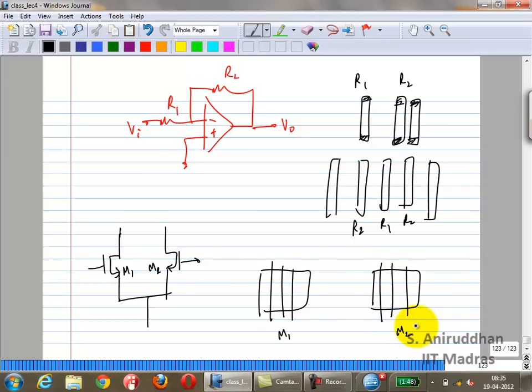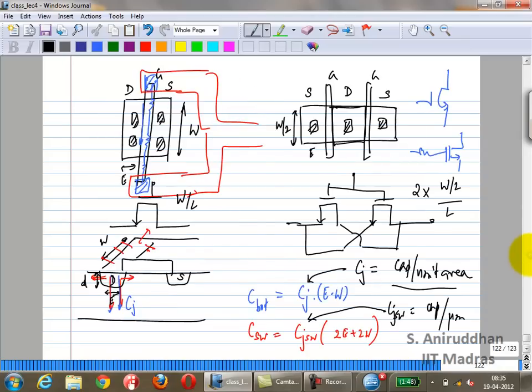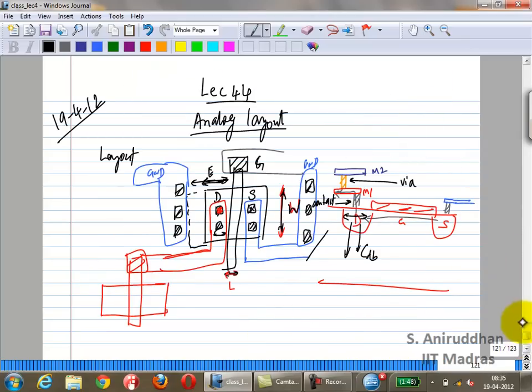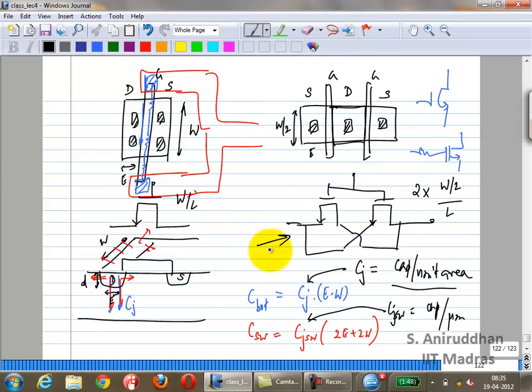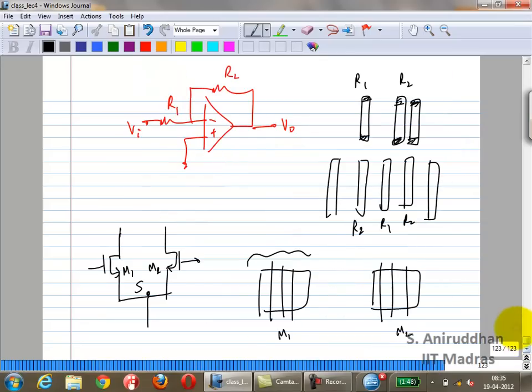You can interleave the two devices. Why is that? The reason you can interleave them is because they share a common source. Just like in reality, these are actually interleaved transistors. Remember, if you look at this layout, these are actually two transistors which are interleaved, right? Which are sharing a single drain. You can do the same thing. In this case, you can make them share a single source and you can interleave them.